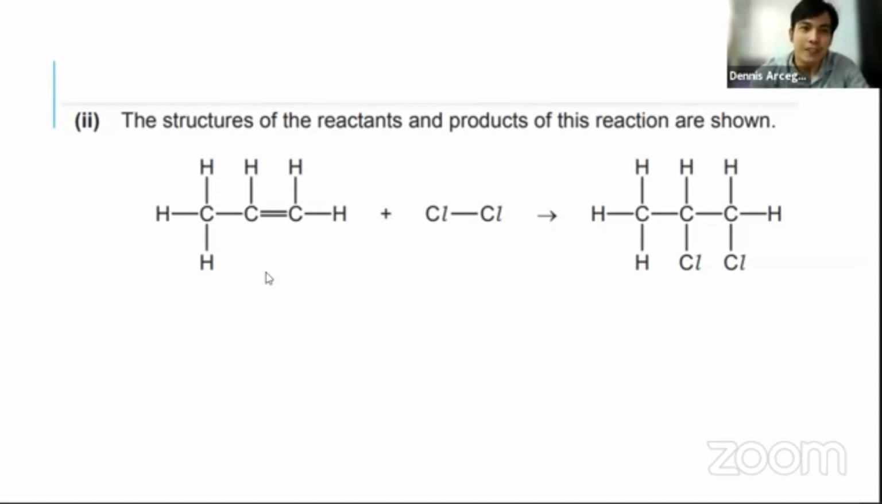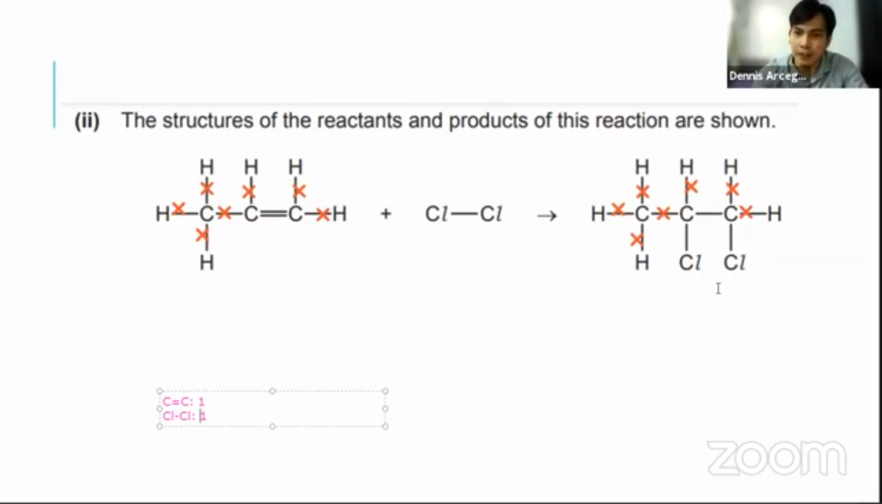So now again, you just have to cancel the bonds that are the same for all. Let's say, for example, CH, CH, CH, CH, CH. If they are the same, you can just simply cancel them. Then you have H here, and then H here. Then C, C. So you only have here C double bond C, which is 1, and then C single bond Cl, which is also 1. So you can easily solve this question.